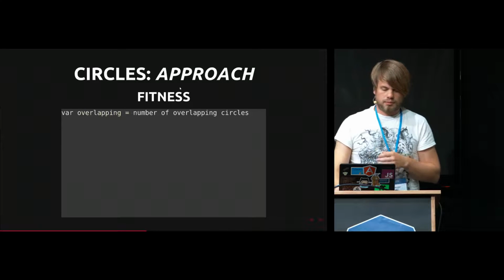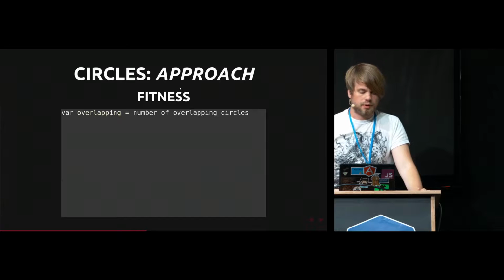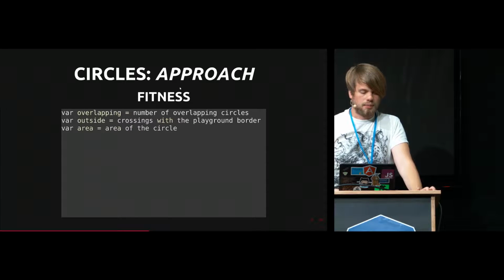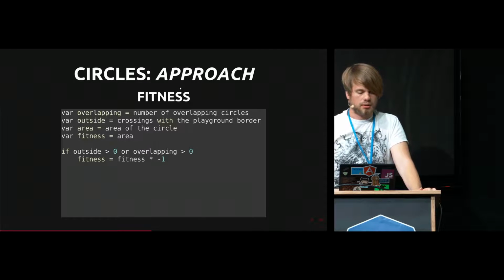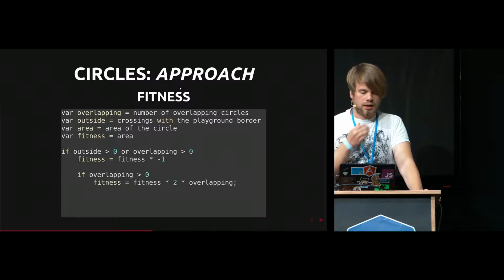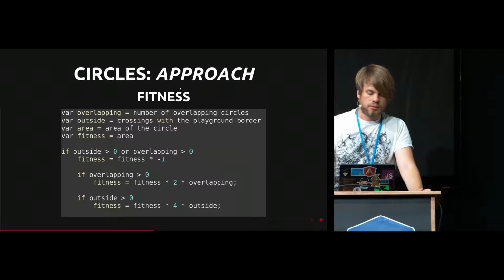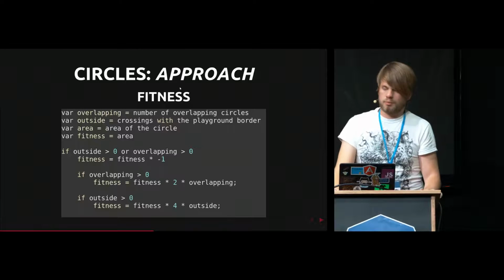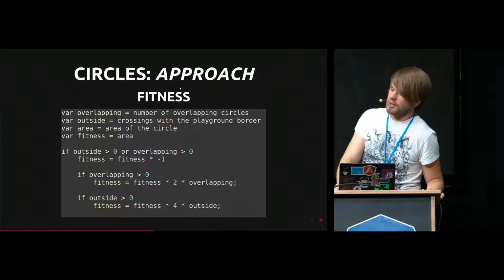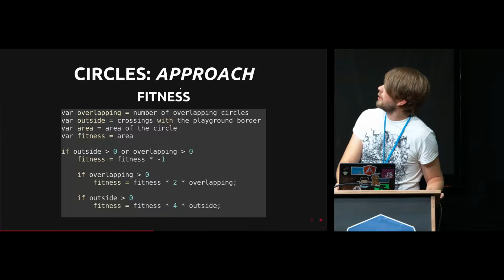The algorithm is quite simple. We count the overlapping circles. We count the crossings with the playground border. Then we take the area of the circle. We check if there are any outsides or overlappings, and then we take the fitness times -1, so that is actually the penalty. And if there are overlappings, we rate them even more to specify how bad that behavior is. So outside is worse than overlapping.